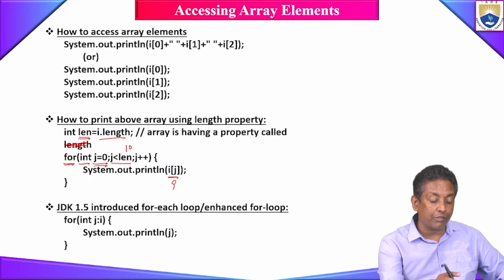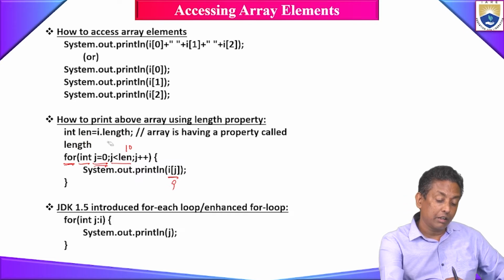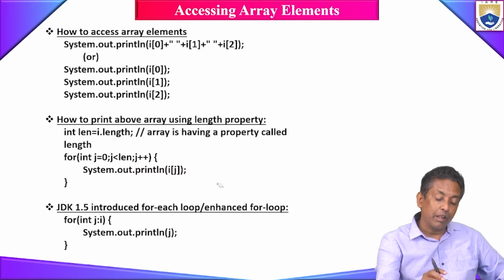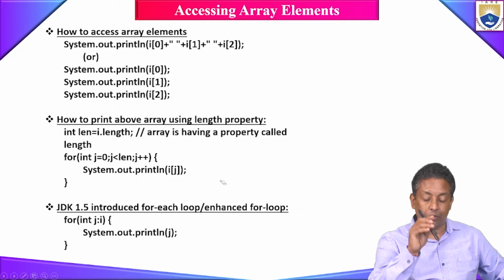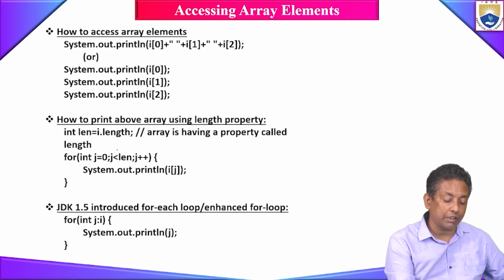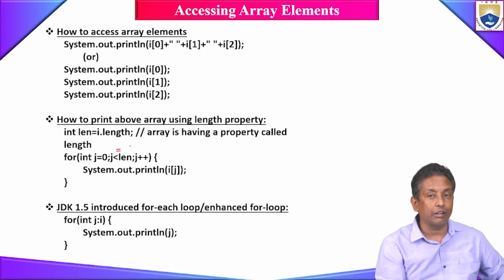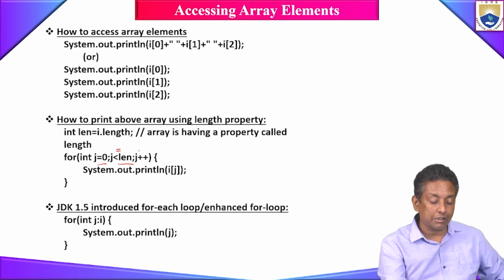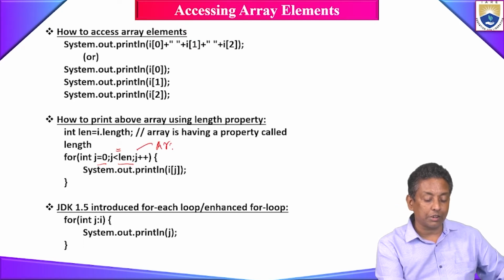So this way of retrieving the array index elements by finding out the length and writing the for loop will never cause an array index out of bounds exception. But suppose you mistakenly write j is less than or equal to length. It is starting from 0 and you are going up to 10. That means you are trying to access 11 elements. In this case also you will get array index out of bounds exception.